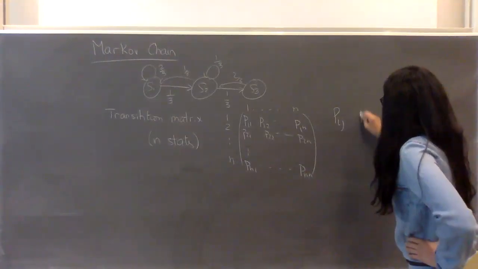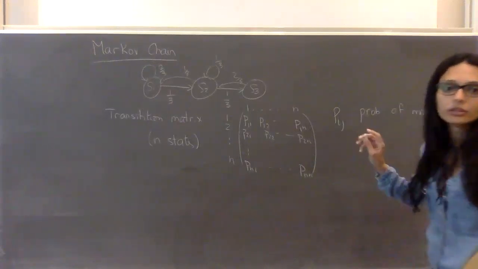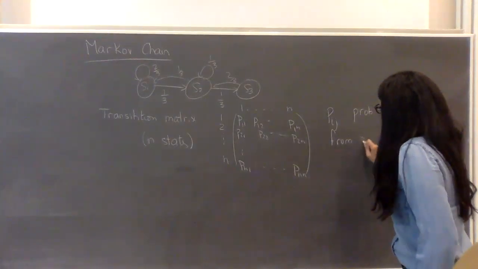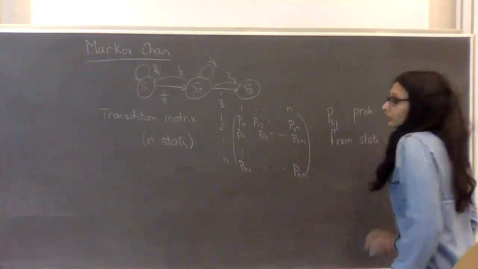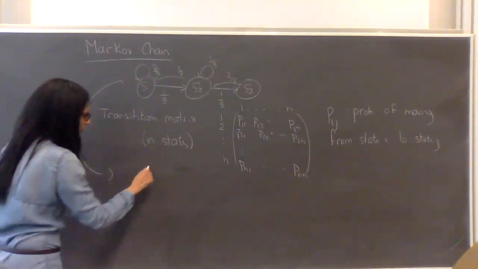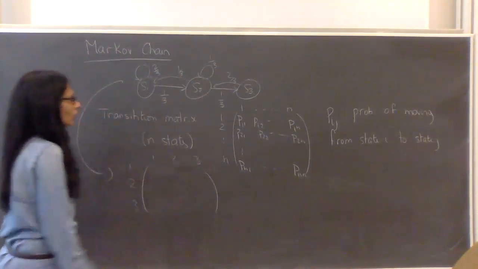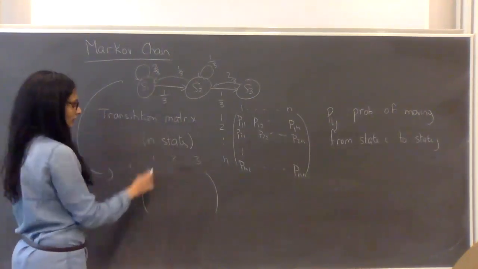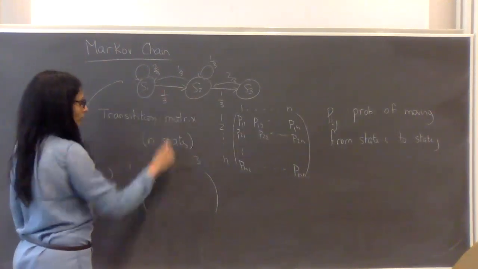So Pij is the probability of moving from state i to state j. So for example, the corresponding probability transition matrix for this one, I have 3 states, 1, 2, 3, or S1, S2, S3. The probability of going from 1 to 1, which is this loop, is 2/3. The probability of going from 1 to 2 is 1/3.